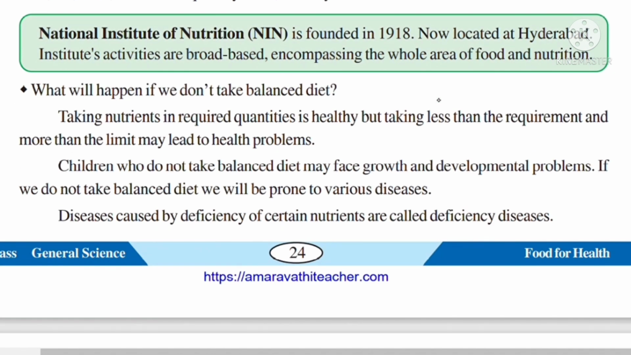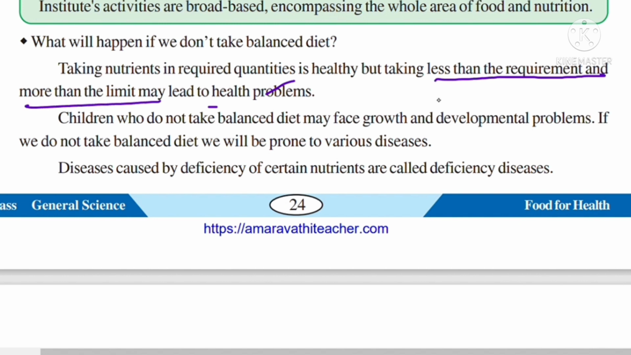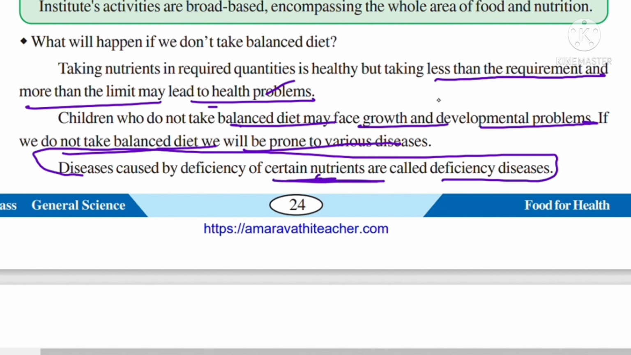What will happen if we don't take a balanced diet? Taking nutrients in required quantities is healthy, but taking less than the requirement or more than the limit may lead to health problems. Children who do not take a balanced diet may face growth and developmental problems. If we do not take a balanced diet, we will be prone to various diseases. Diseases caused by the deficiency of certain nutrients are called deficiency diseases.